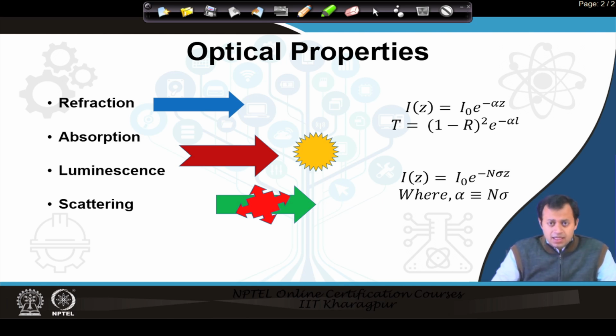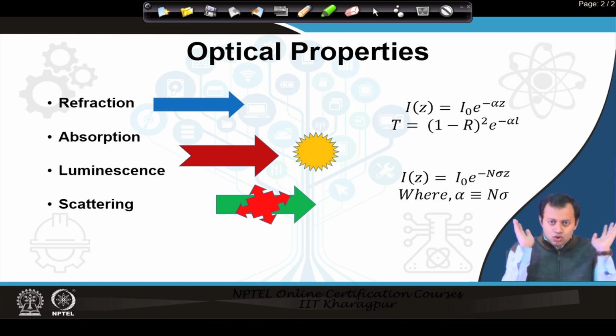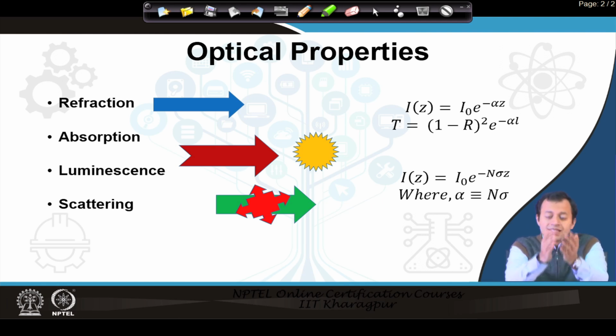As a result, the wavefront that is traveling, or you could say a bunch of photons that is traveling, the overall photon is not absorbed, eaten away, but it is deflected in a different direction. So, the number of photons propagating in a straight line, in the z direction, gets reduced. As a result, the transmission also gets reduced.